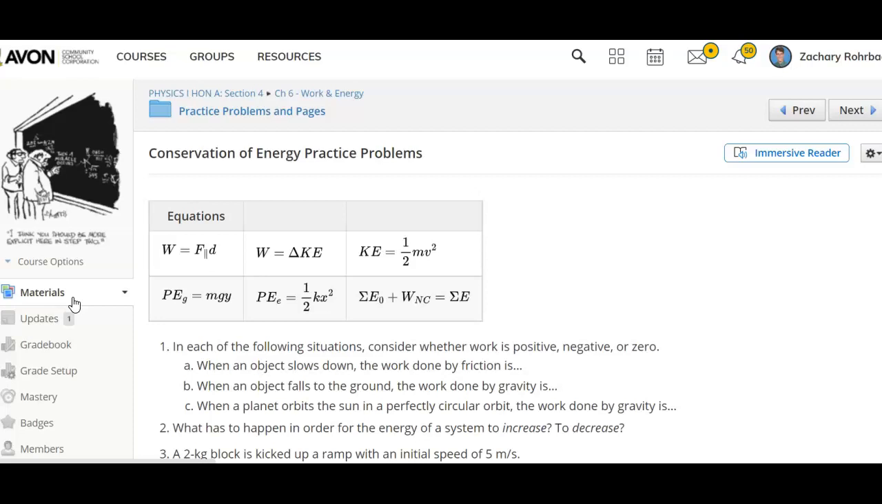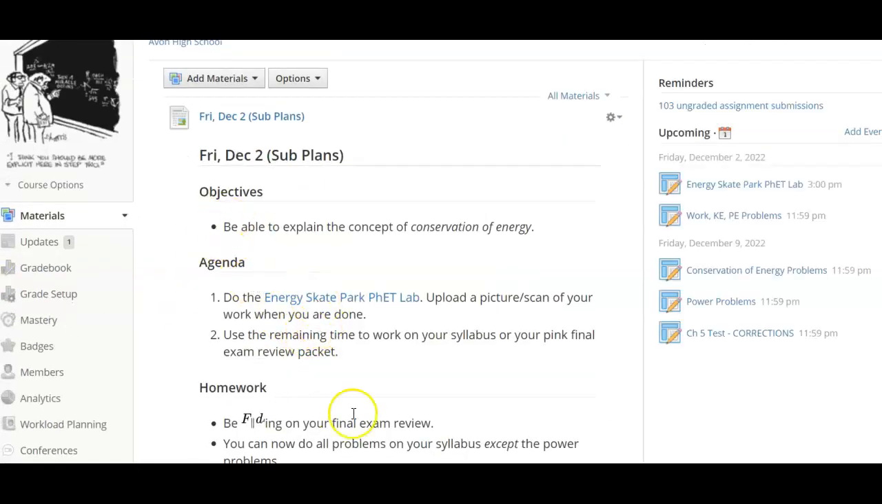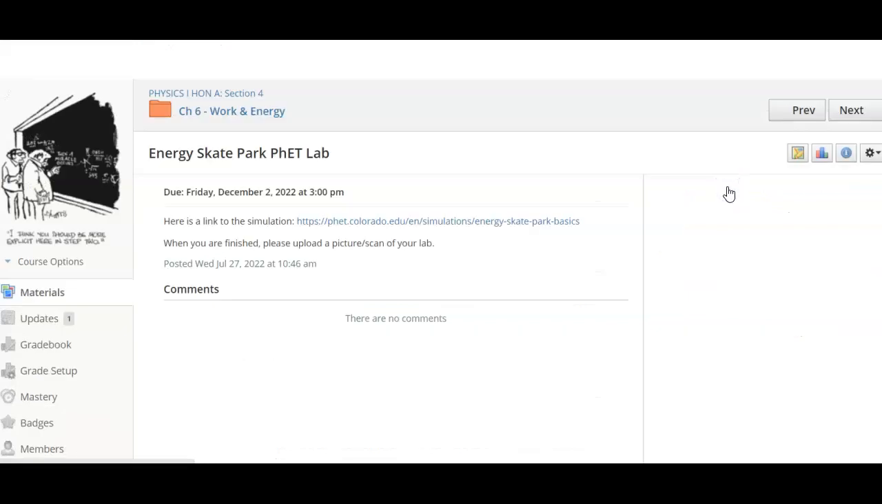There's a worksheet that the sub has for you to complete today. And let me just show you something about that here. So when you get the worksheet, you'll find the Energy Skate Park PhET Lab, which is either in the agenda here today or it's also in the calendar out here. If you go to that, then there's a link here.